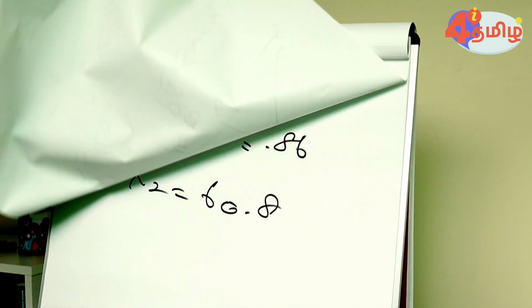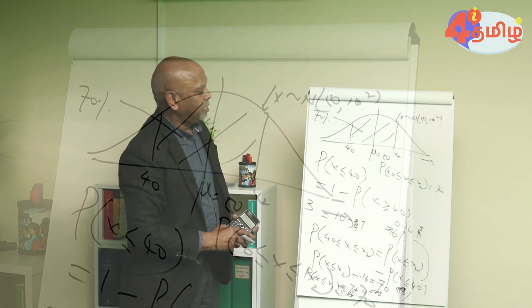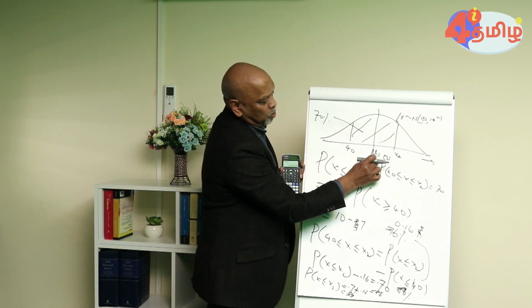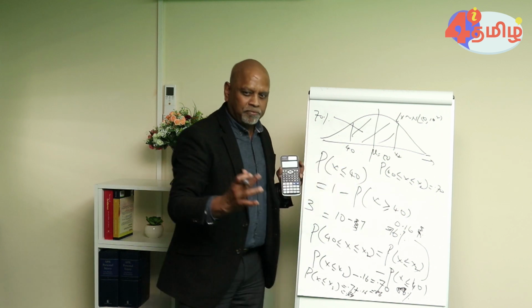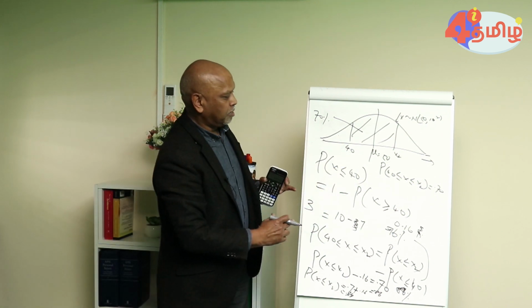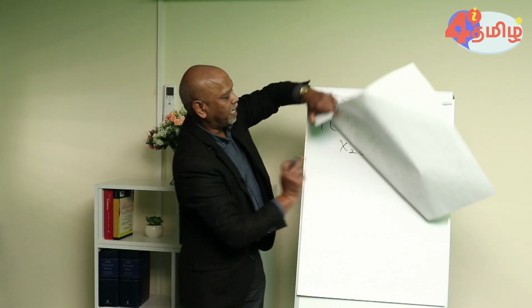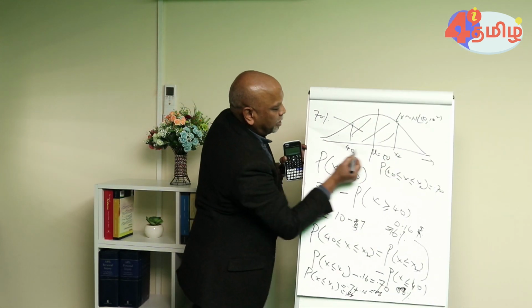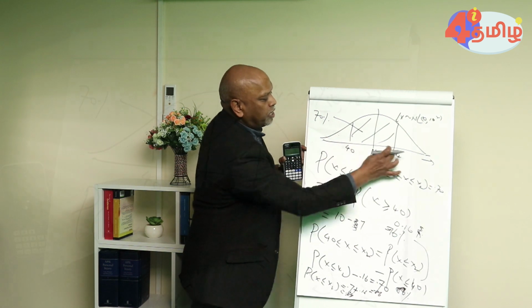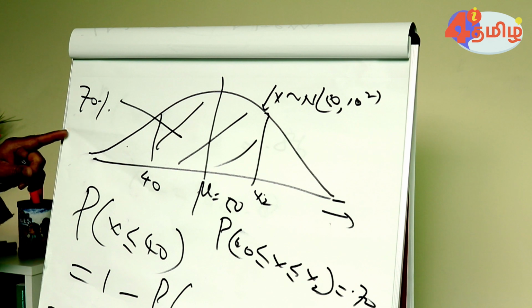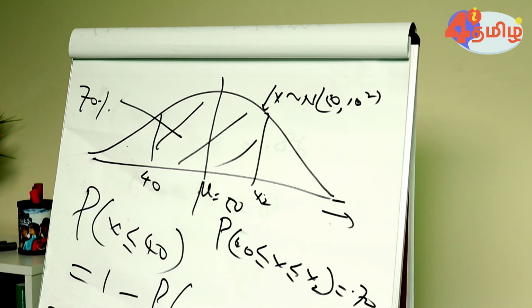Is it feasible? Is it right? We know x2 is on this side of the mu. The mu is 50, so x2 is definitely greater than 50. Yeah, that is the answer we got. So this is 60.8, this is 40. In between 40 and 60.8, 70% of the data will lie between the two values.